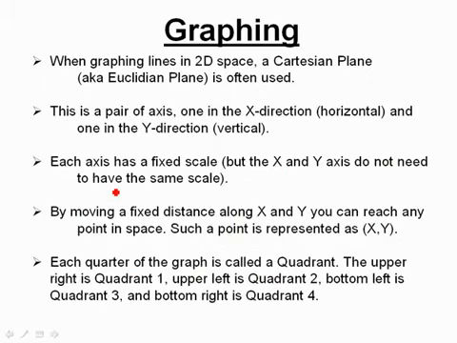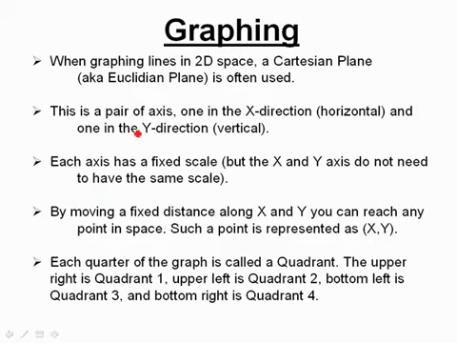Okay, so graphing. When graphing lines in a 2D space, so two-dimensional space, like a piece of paper that's flat, no height, a Cartesian plane, aka Euclidean plane, is often used. There are other methods of graphing things. You could use, let's say, polar coordinates, which we won't be talking about. It's outside the scope of this lesson. So I'm just saying that we'll be using the Cartesian plane. It's often used because it's really nice and easy to draw lines using a Cartesian plane, whereas if you did it using other methods, it might be a little more complicated.